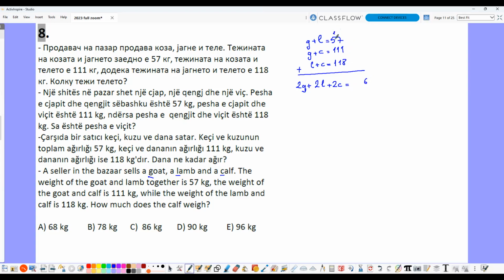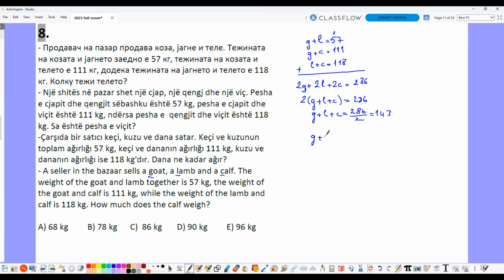Then adding these, it's going to be equal to 286. So 2 times G plus L plus C is 286. Then G plus L plus C is equal to 286 divided by 2, which is equal to 143.